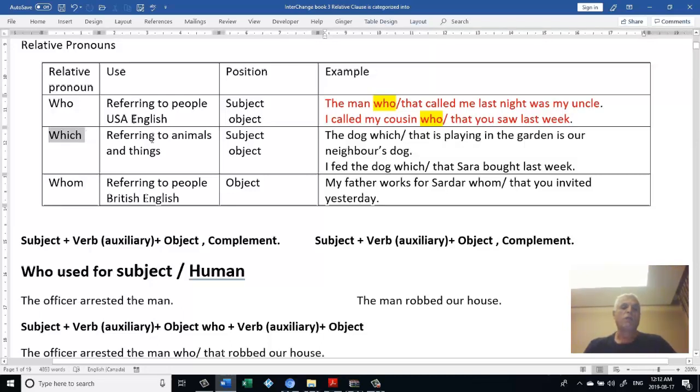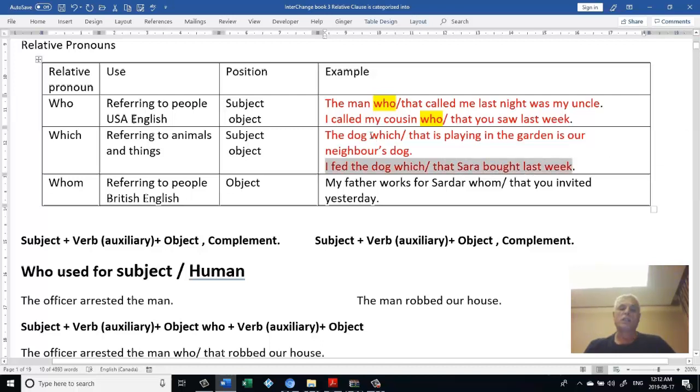The second one, we have which, referring to animals and things, which could come as a subject or as an object. The dog, which or that is playing in the garden, is our neighbor's dog. The second sentence is, I fed the dog which or that Sarah bought last week.